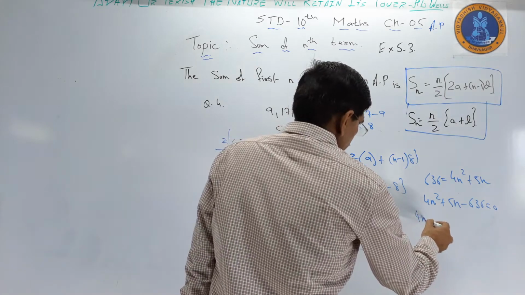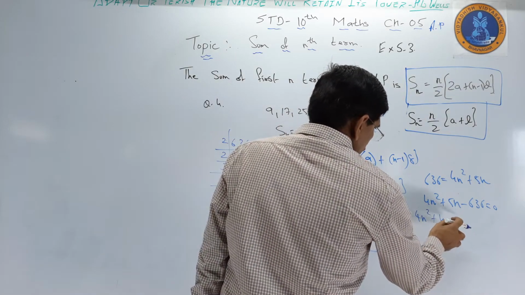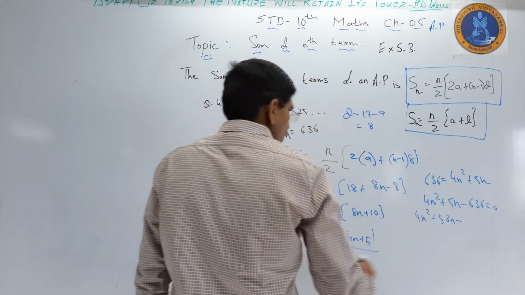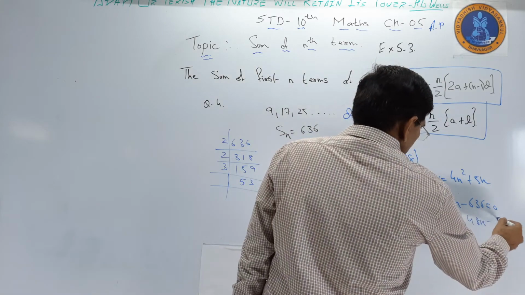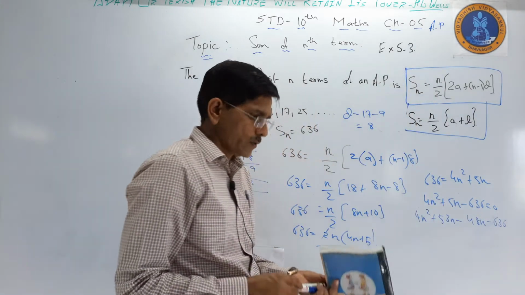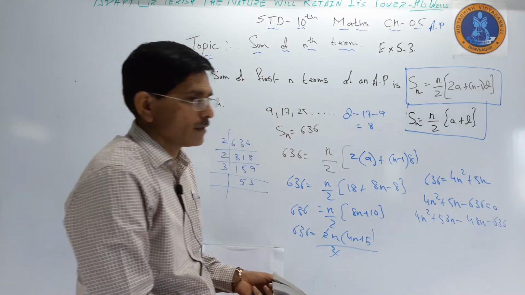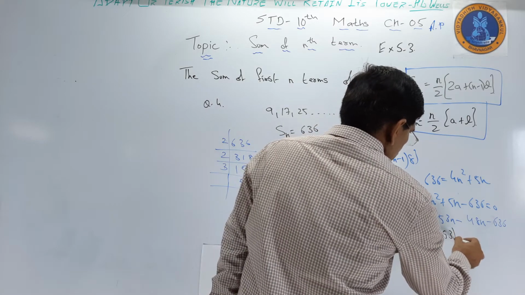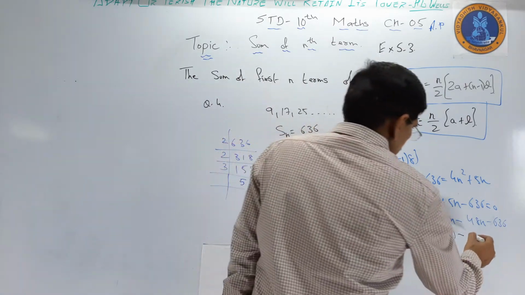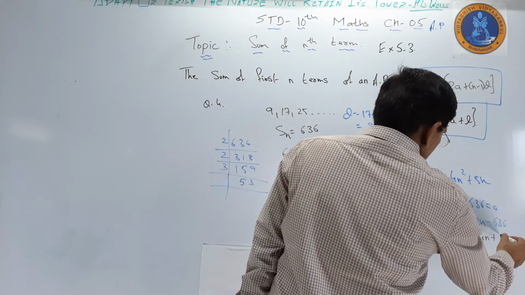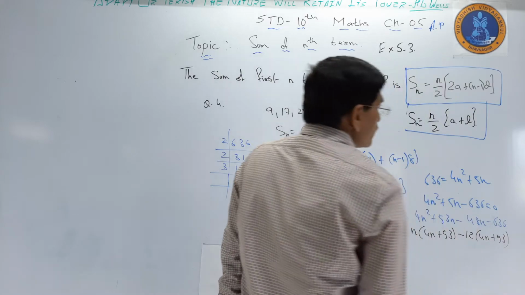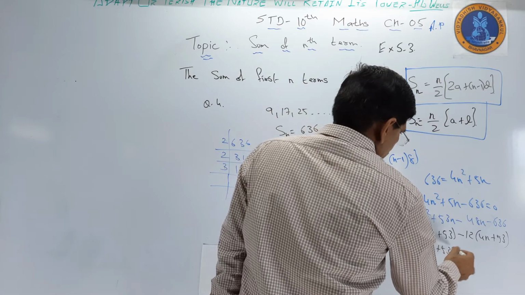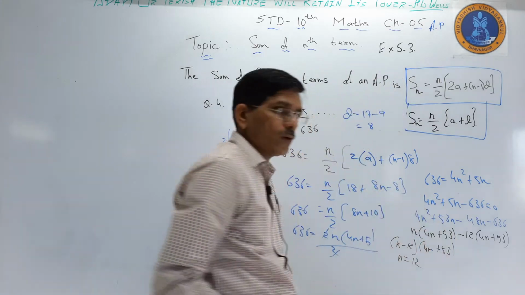So 4n square plus 53n minus 48 minus 636. Now if I make common n, in bracket 4n plus 53. Now, if I make common 12, then in bracket 4n plus 53. So, n minus 12 and 4n plus 53. So, n is equal to 12.